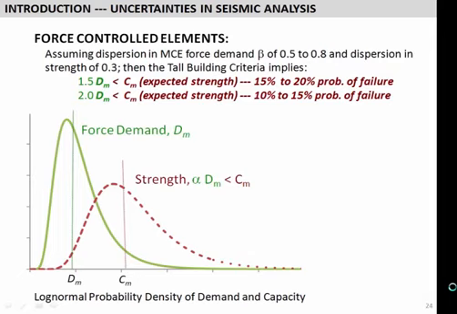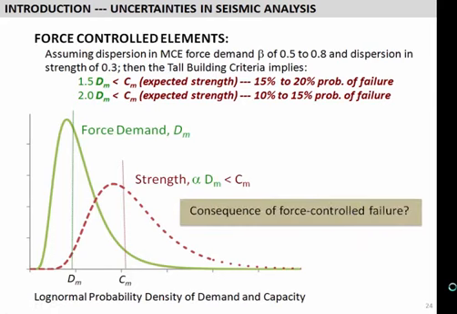And the same is true of strength-controlled components. That's why you see these factors in front of the mean demand: 1.5 times the mean demand has to be less than or equal to the capacity of a strength-controlled component. And even that 1.5, which seems high, is still giving you a less than 15 or 20% probability of failure. You'd have to go up to a factor of 2 times the mean to get down to 10%.